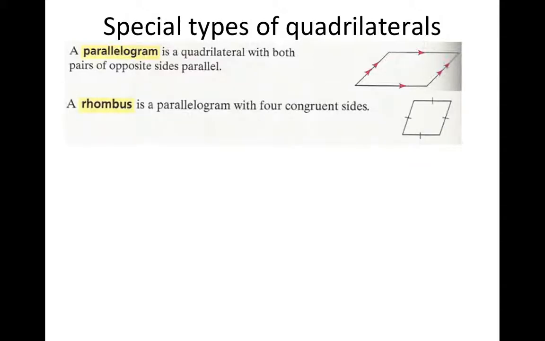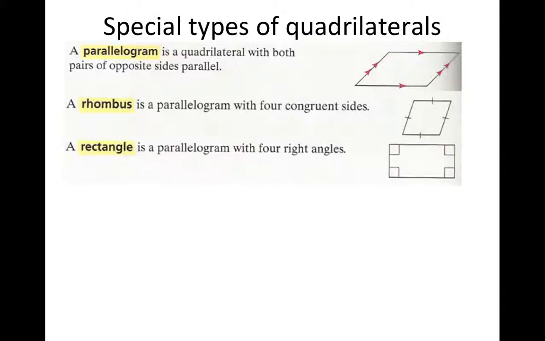The next type of quadrilateral is called a rhombus. A rhombus is a parallelogram, but it's got four congruent sides. I was always taught to think of a rhombus as a square that an elephant sat on, so it sort of crushed it over to the side a little bit. So all of its sides stay the same, and it's a parallelogram.